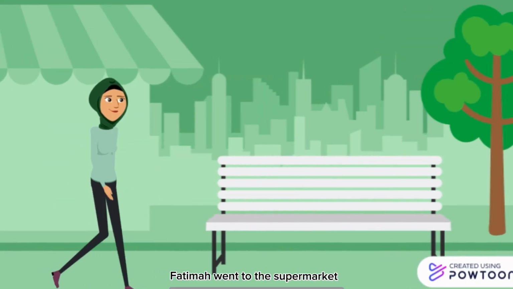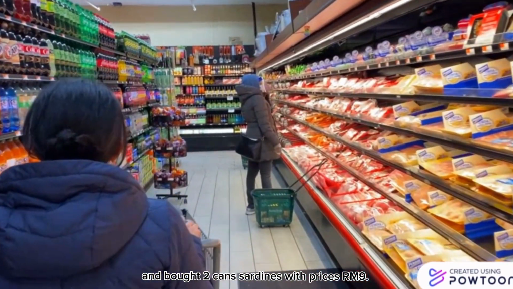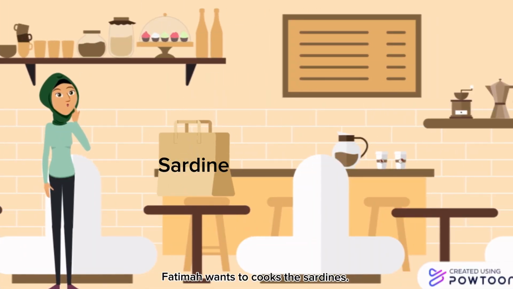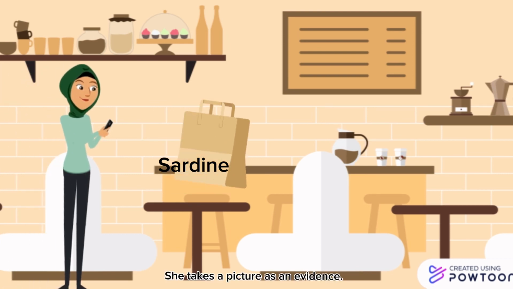Fatimah went to the supermarket and bought 2 cans of sardine with price RM9. When she arrived at home, Fatimah wanted to cook the sardine. When she opened the can and poured the sardines into the bowl, she realized that there was a screw in the sardine. She took a picture as evidence.